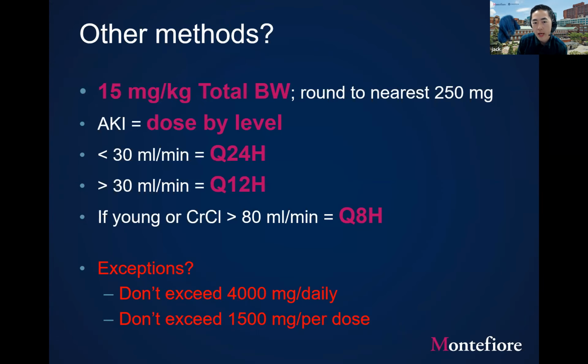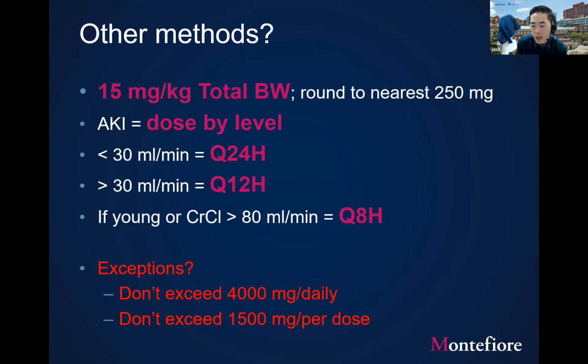The other way that I typically use to dose, I don't really look at a nomogram too much. I just use weight-based dosing, and this is what you'll see in some guidelines and other hospitals as well. Typically, you just give the patient 15 mg per kilo of their total body weight. You round it to the nearest 250. Now you look at their renal function. If they're in AKI, you're going to dose by level. If their creatinine clearance is less than 30, you just give them every 24-hour dosing. If it's greater than 30, you give them Q12. If they're young and their creatinine clearance is really high, greater than 80, you can consider Q8.